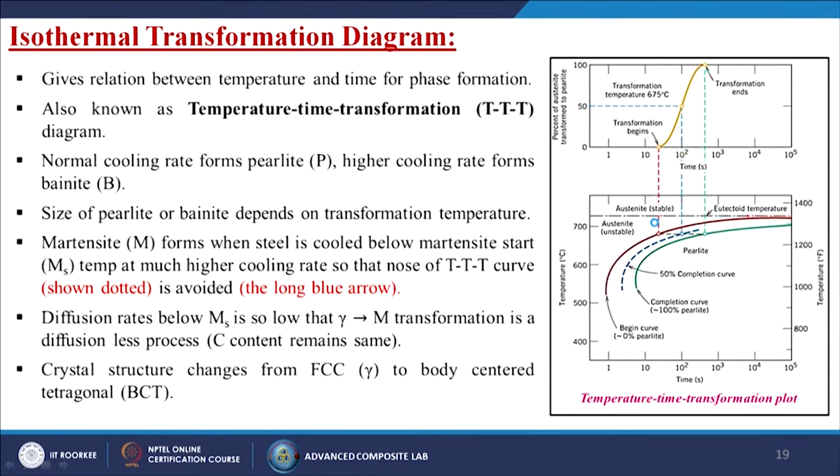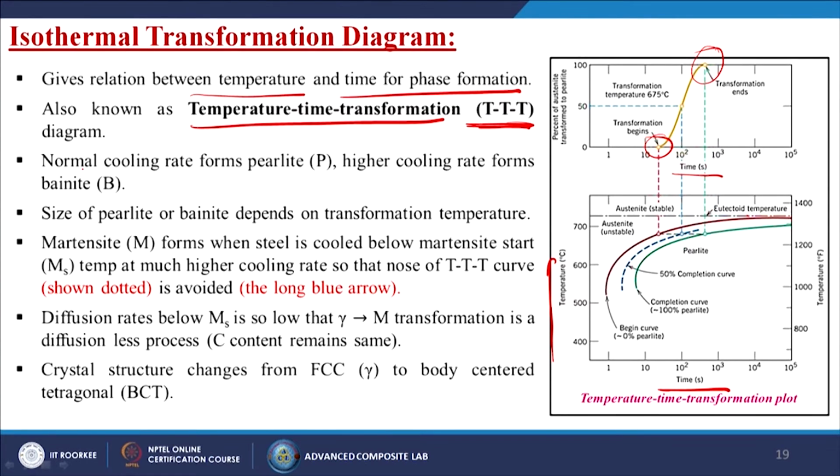Now, we are going to discuss the isothermal transformation diagram. It gives the relation between temperature and the time of phase formations. So, this is the time versus the temperature, showing how the transformation is taking place. Through this graph you can see where transformation begins at this particular point, then transformation takes place, and transformation ends at this particular point, which is nothing but the percent of austenite transformed to pearlite. So, it is also known as the temperature time transformation or TTT diagram.